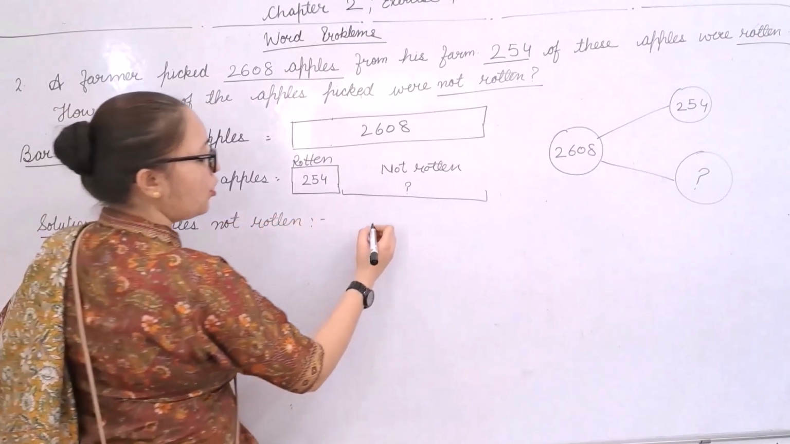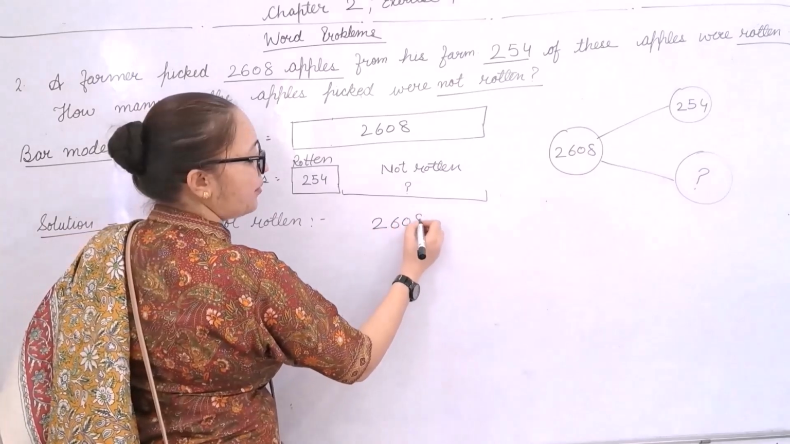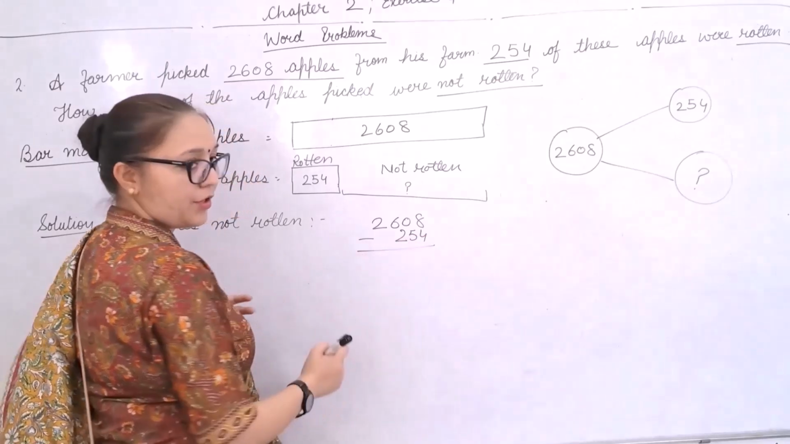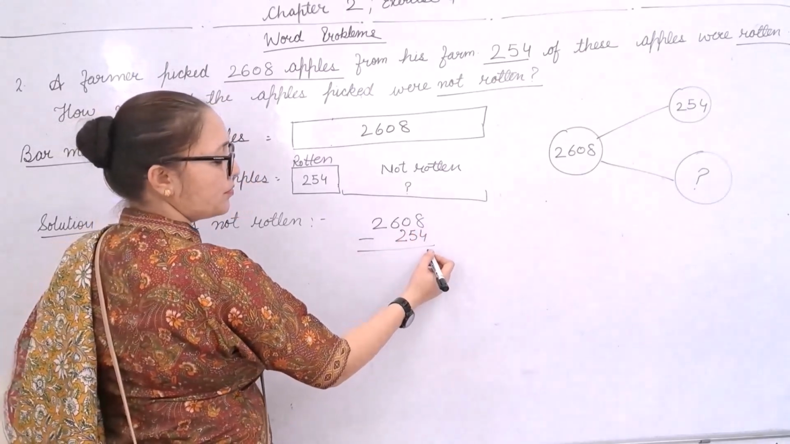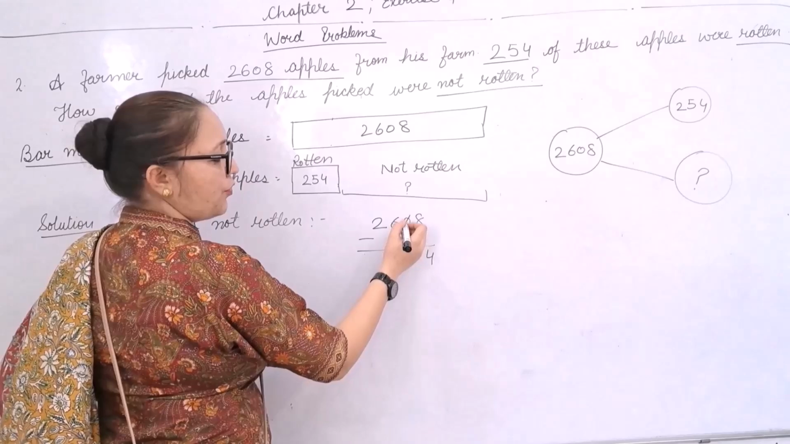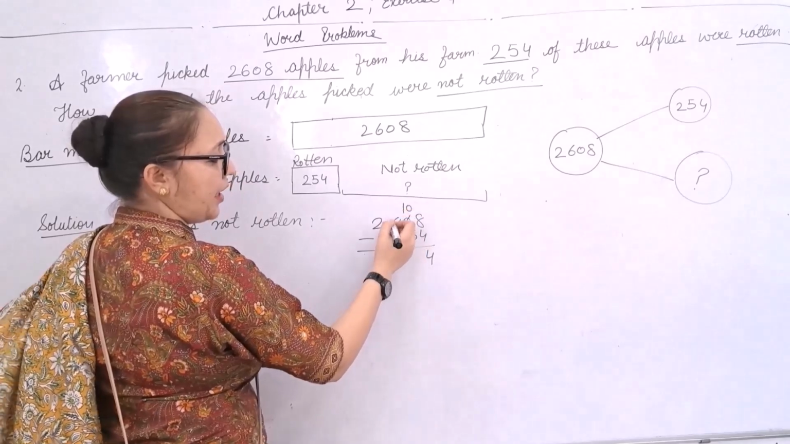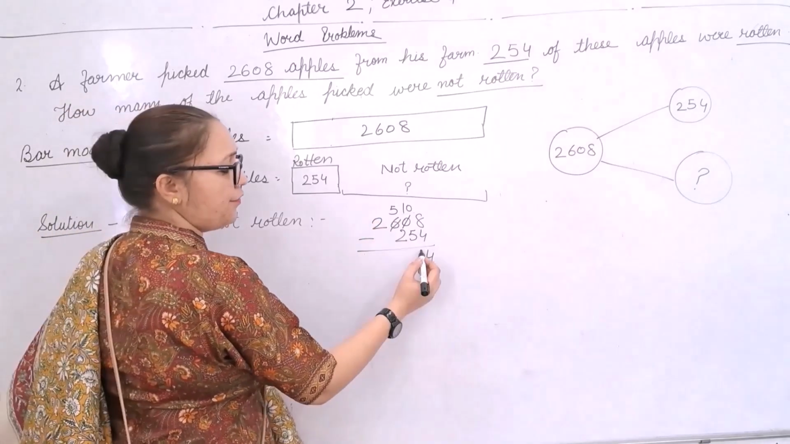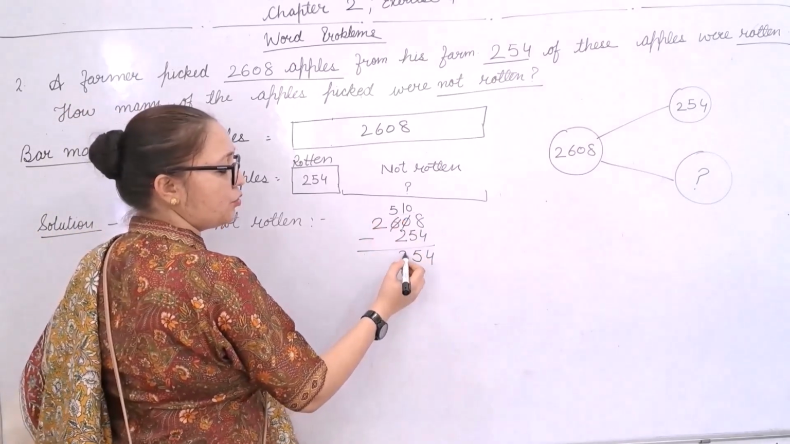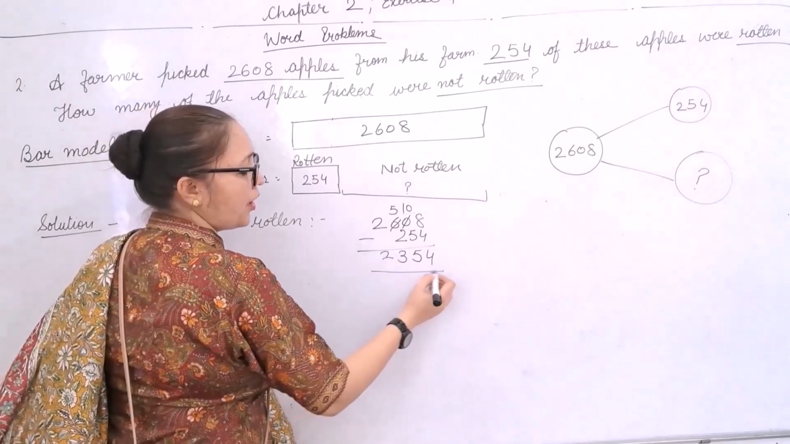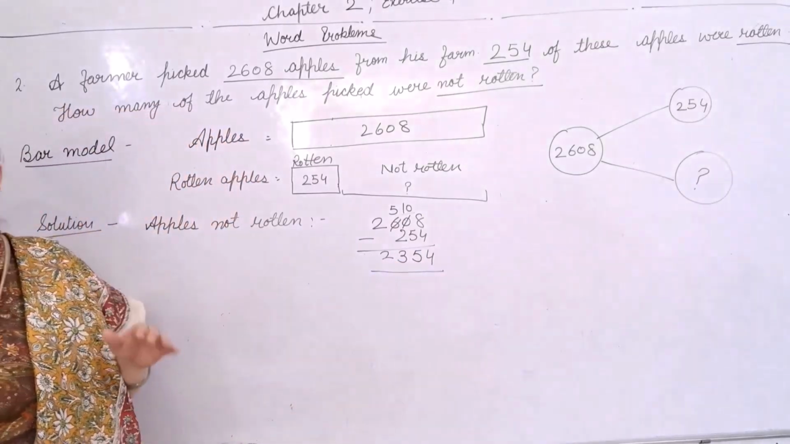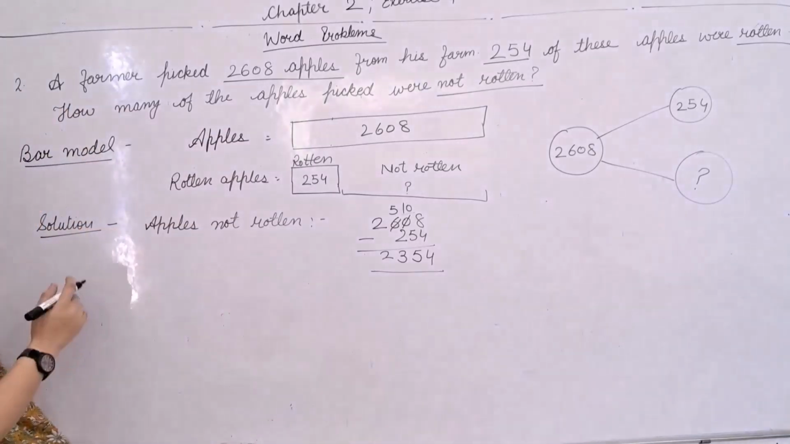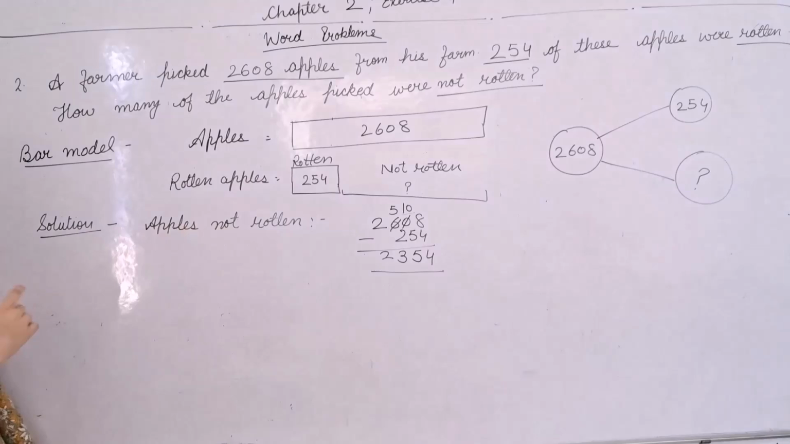So what would we do? 2,608 minus 254. Okay, 8 minus 4. So here the number would be 10 and here it would be 5. 5 minus 2. 3, 2. 2,354 apples were not rotten. So this was the answer for apples not rotten.